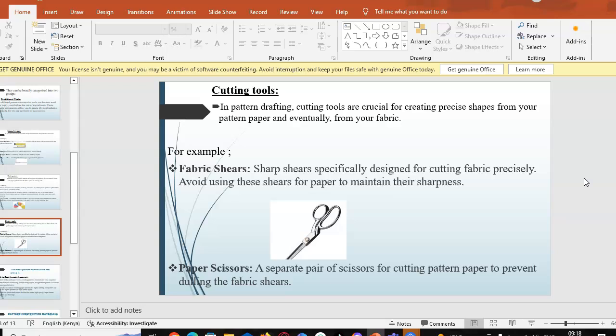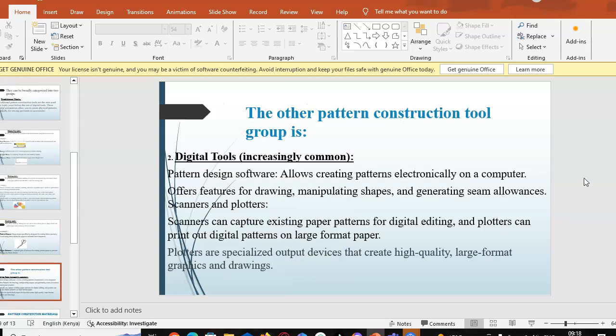We also have the paper scissors. Paper scissors are a separate pair of scissors for cutting pattern paper, to prevent dulling the fabric shear. So instead of using these fabric shears for paper, you use the paper scissors. We have another pattern construction tool group, the digital tools.